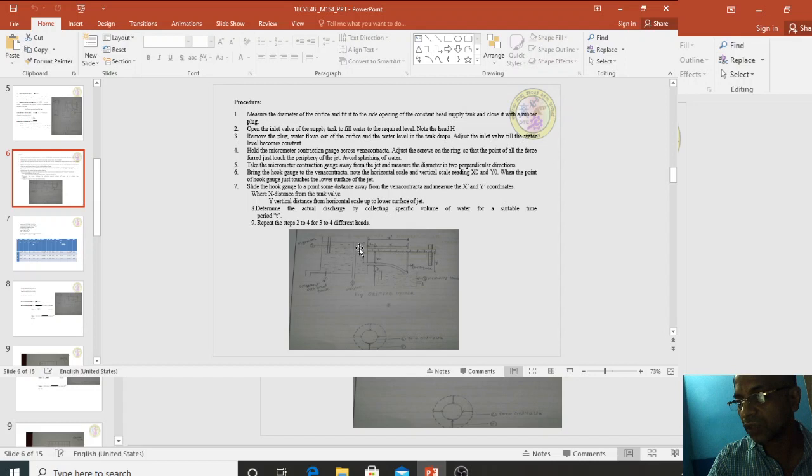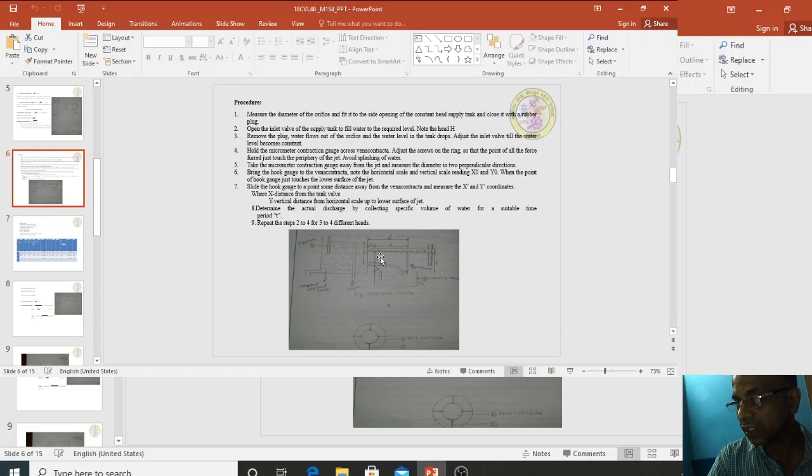ensure that the water remains at standby. Then open the orifice mouth here, and the flow of water takes place. The flow of water from the outlet of the tank, that is at the orifice, to your tank distance, you measure it as x naught. From the scale, the depth you measure to the top of the orifice is y naught. Afterwards, this jet of water will somewhere touch the collecting tank surface.